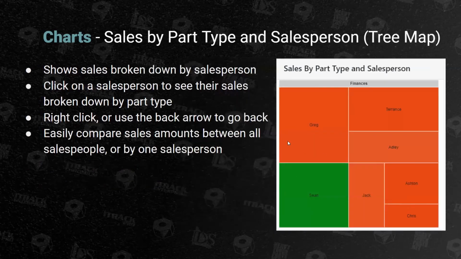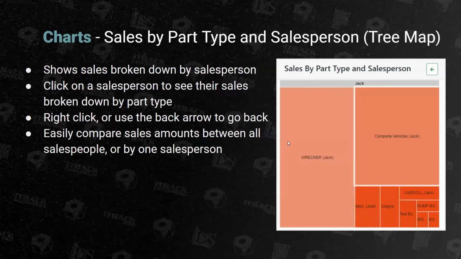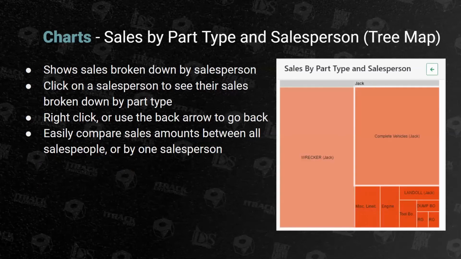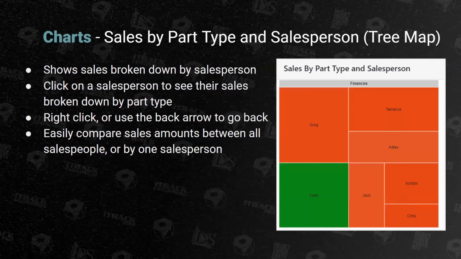All right. And then going to the sales by part type and salesperson, the second one, it's a tree map. So basically what this will do is it just gives you a simple at-a-glance view of each salesperson's sales compared to each other salesperson. And then the size and color of each box represents the value of their sales compared to all of the other salespeople.